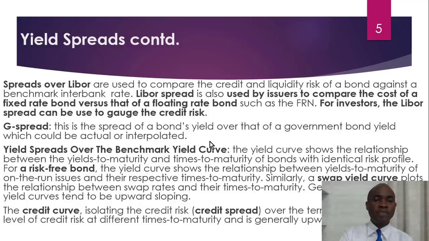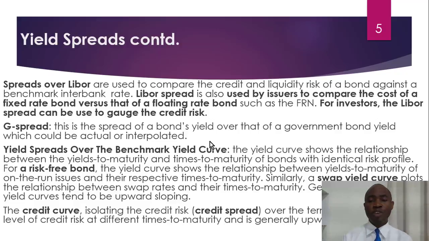Now, yield spreads over the benchmark yield curve. Now, this shows the relationship between the yields to maturity and times to maturity of a bond with identical risk profile. Now, for a risk-free bond, the yield curve shows the relationship between yields to maturity of on-the-run issues and their respective times to maturity. We are talking about a risk-free bond of different times to maturity.